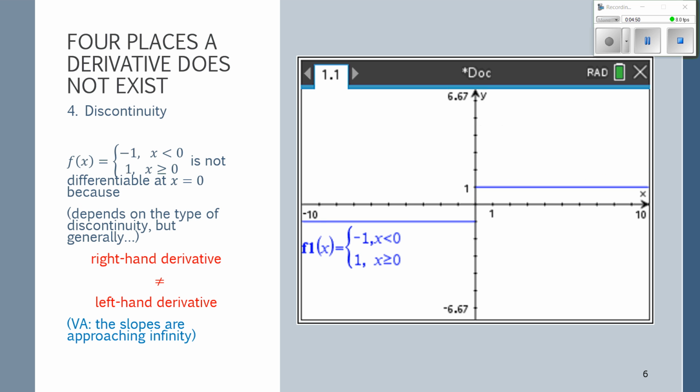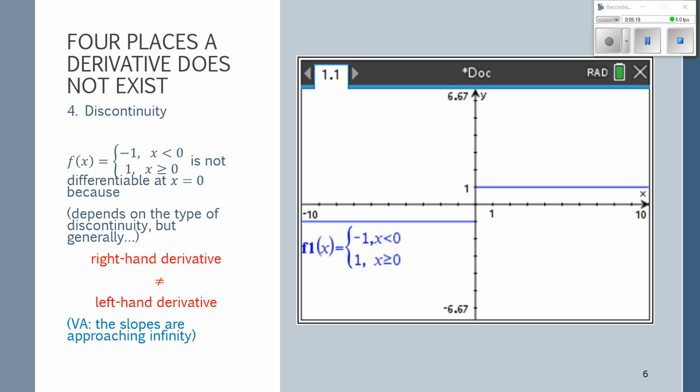Finally, the last place a derivative does not exist, and this is by far the most common, is discontinuities. If we have any discontinuity at all, automatically the derivative will not exist. And it depends on the discontinuity as far as why. The most common being right and left-hand derivatives aren't the same. So we see this with poles, with jumps, with oscillations, that the left and right-hand derivatives won't be the same.